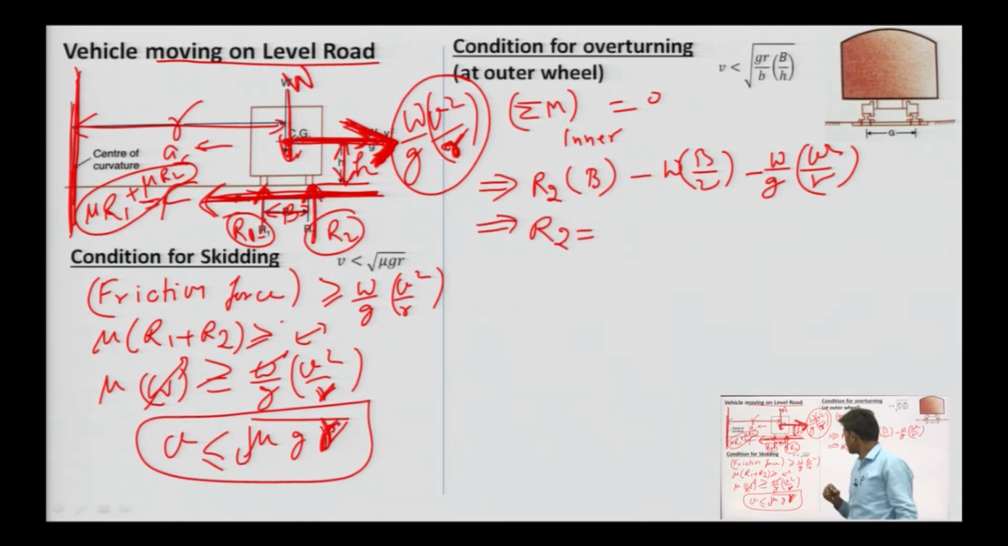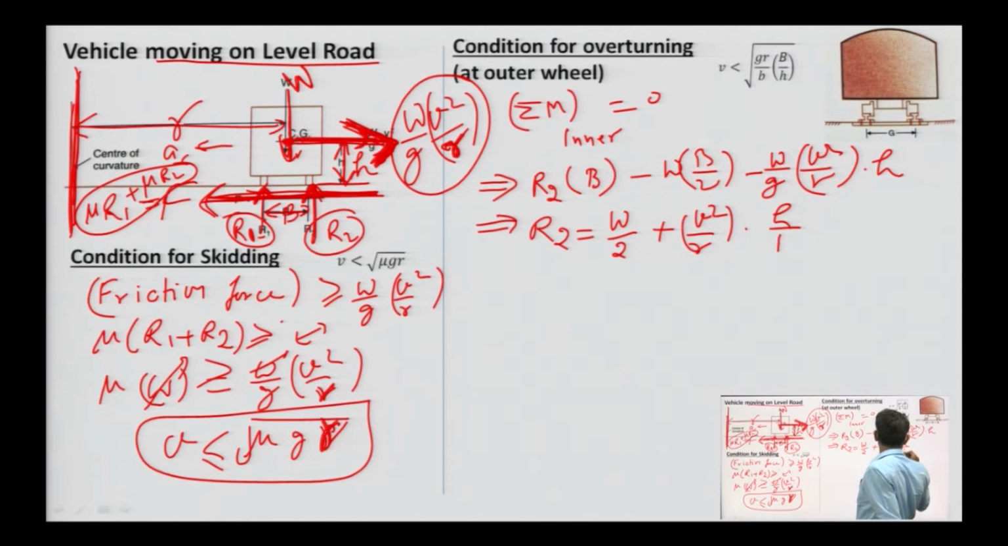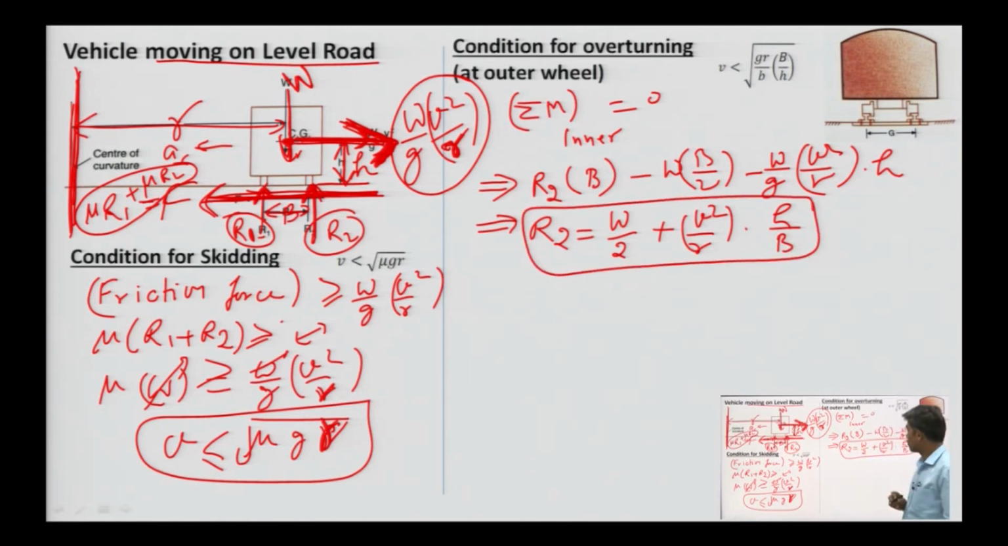The value of R2 from here is W by 2 plus V square by R into H. This is the force value multiplied by H, V square by R into H by B. So, this is the value of R2.